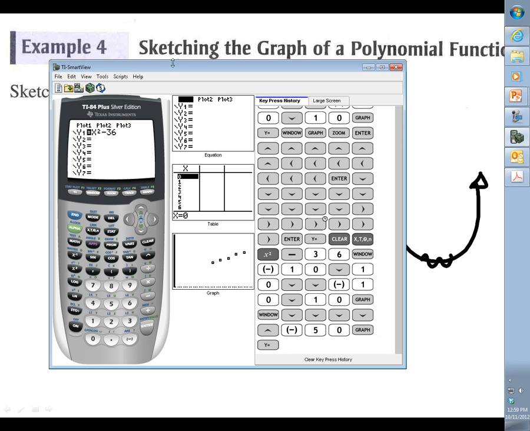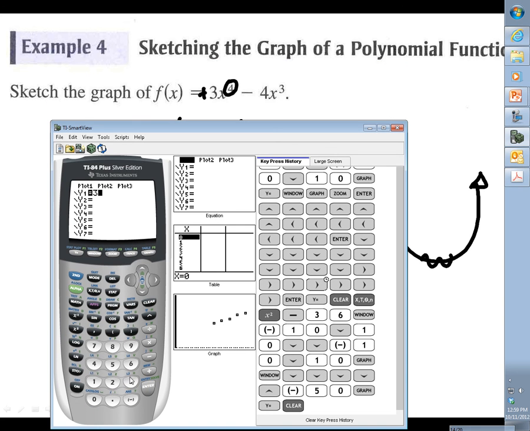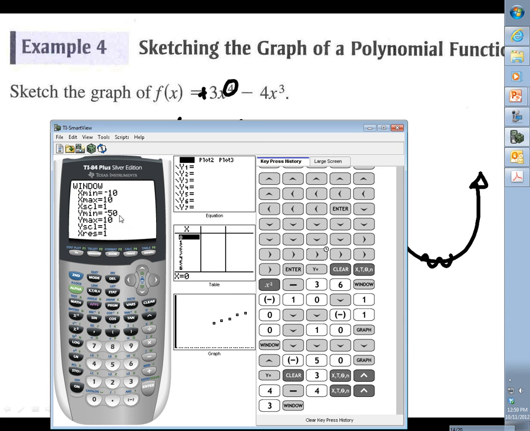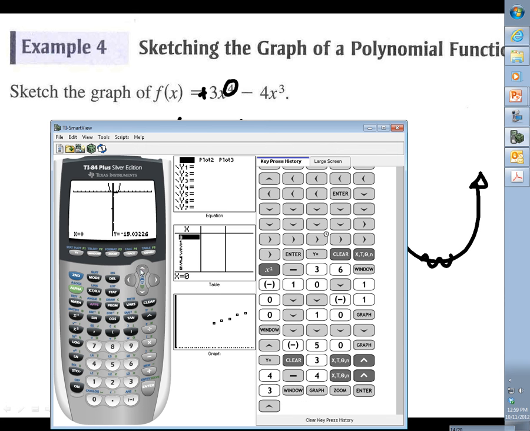And y equals 3x to the 4th minus 4x cubed. My window still looks okay. Go ahead and graph this. And just what we imagined, some weird stuff is going on right at the bottom. So let me use a box zoom and we'll zoom in right around the origin and see what's going on down there.